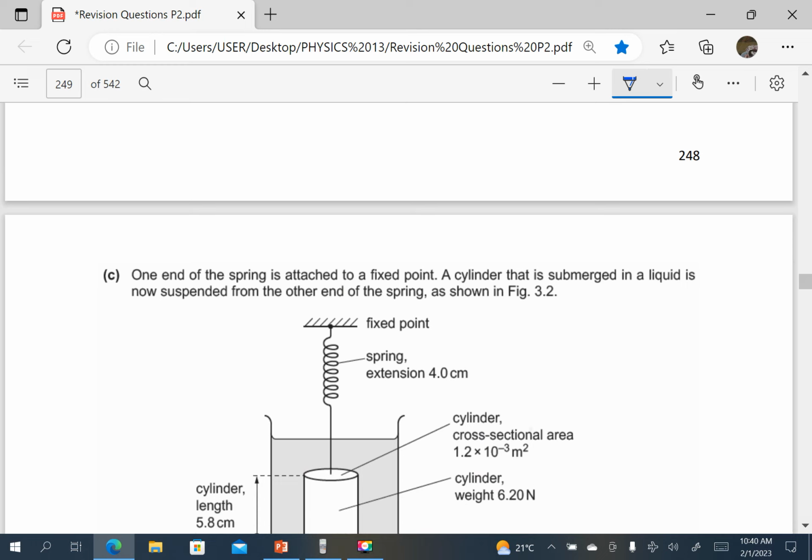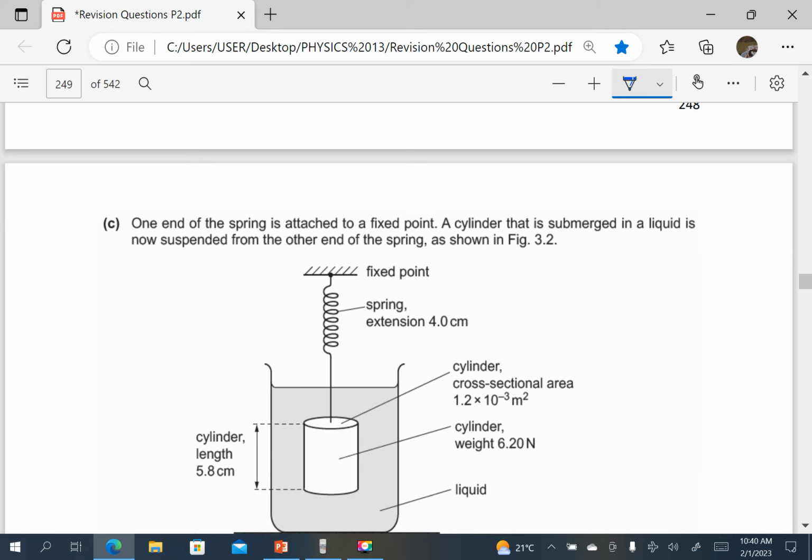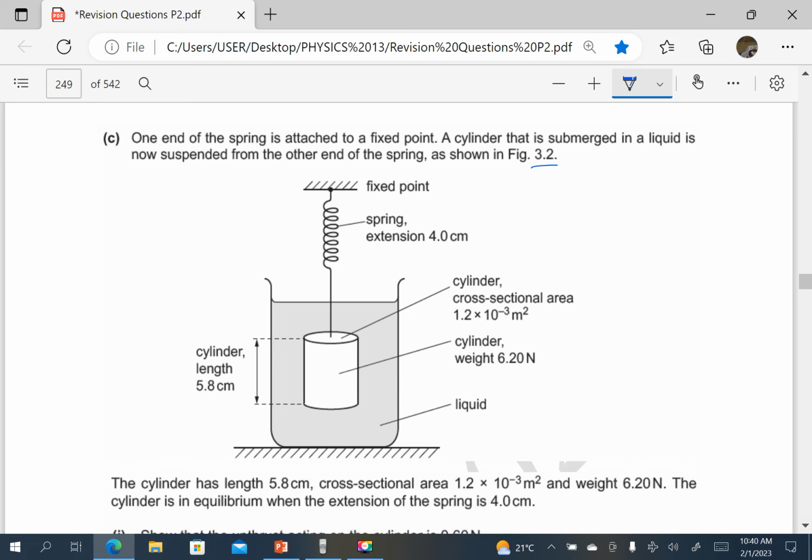One end of the spring is attached to a fixed point. A cylinder that is submerged in a liquid is now suspended from the other end of the spring, as shown in figure 3.2. For this particular question, I cut off part A and part B because we have seen such parts in other topics. But we may need some information from part A and part B, which I will just quote.